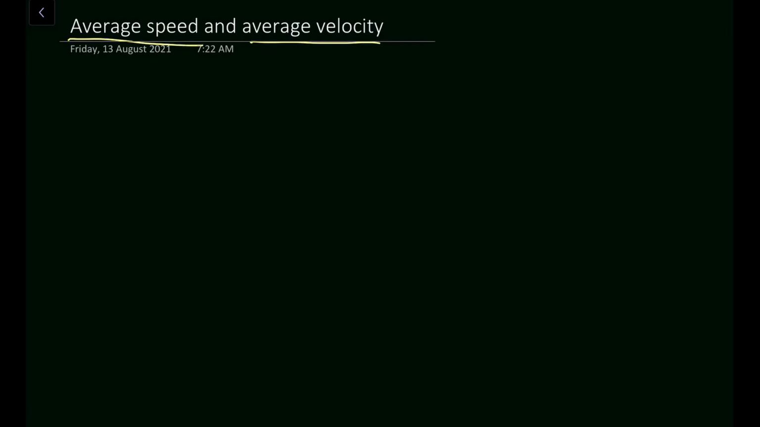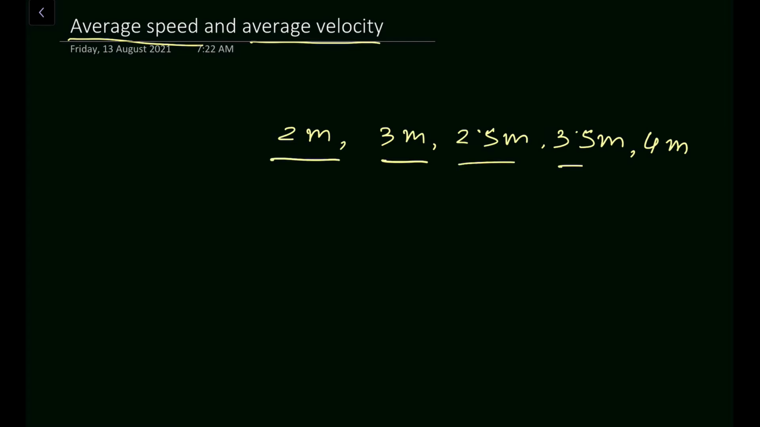So first of all, we have to understand what the term average is. Suppose we have 5 measurements: 2 meter, 3 meter, 2.5 meter, 3.5 meter, and 4 meter. As we have learned from our previous chapter, if we want to find the average of these measurements, we have 5 measurements: 1, 2, 3, 4, 5.